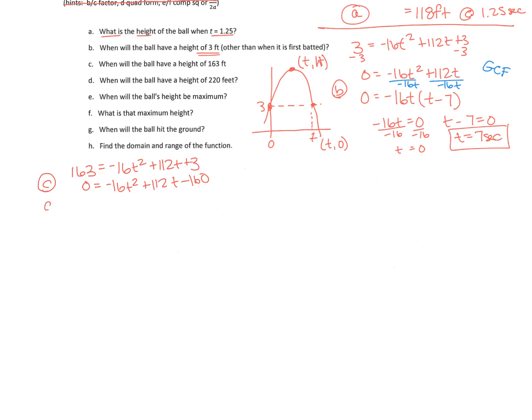I'm going to use the quadratic formula in the video just because I think that's what a lot of you guys would do. So I know my A is negative 16, my B is 112, and my C is negative 160. Whew, those are some big numbers. Like I said, if I took out my GCF of negative 16, everything would get a lot smaller. So here we go.